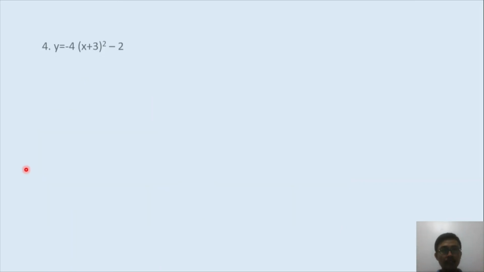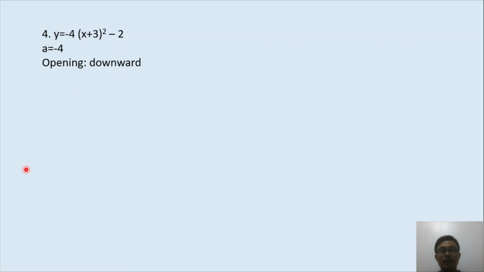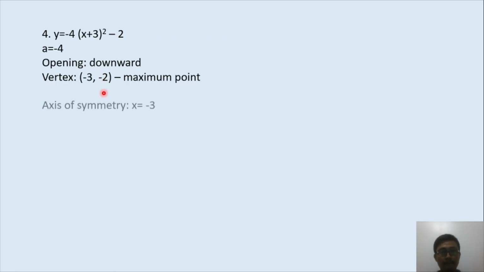Let's proceed now with our last number, number 4. You have y equals negative 4 times quantity x plus 3 squared minus 2. So, ang a natin is negative 4. Ang opening ay downward. Ang vertex is, sabi natin, palitan lang natin yung sign nung sa h. So, that's negative 3. Same sign sa k, so that's negative 2. Which will be the maximum point. So, ang axis of symmetry natin is negative 3.